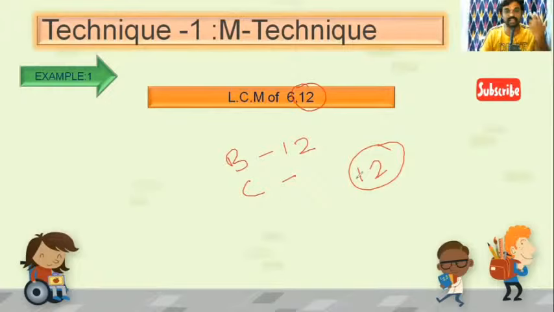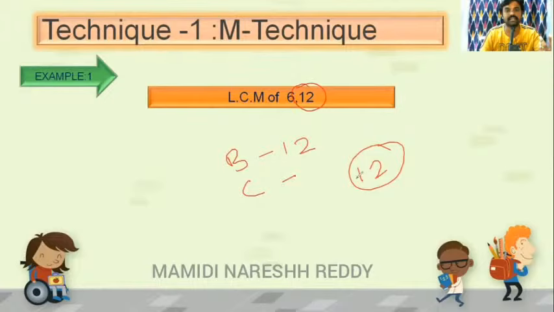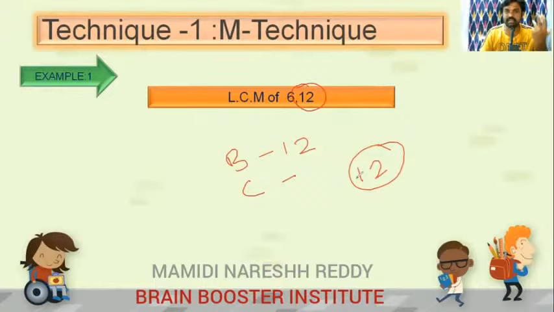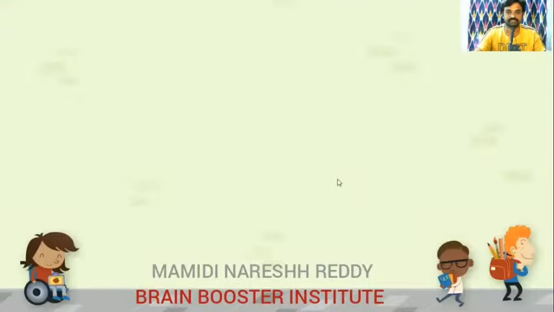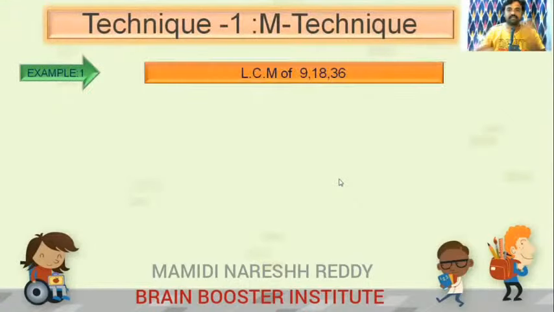If there are three or more numbers, does this technique apply? Let's see the next problem. In the previous problem, we have taken only two numbers. In this problem, I am taking three numbers, 9, 18, and 36. We need to apply the same steps here, my dear students.